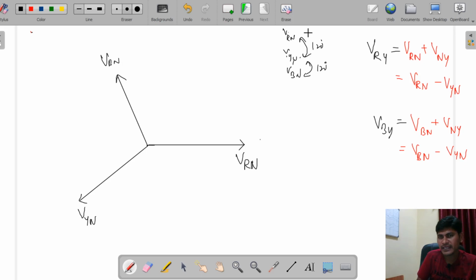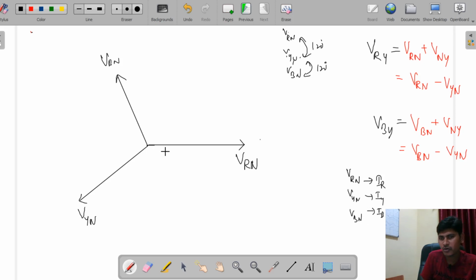What are the respective line currents, phase currents? Here VRN, VYN, VBN are phase voltages. What are the respective phase currents? IR, IY and IB. For a lagging load, current lags voltage by an angle phi. Let phi be the angle between voltage and current. So this current lags voltage by an angle phi, and likewise for each of the phases.